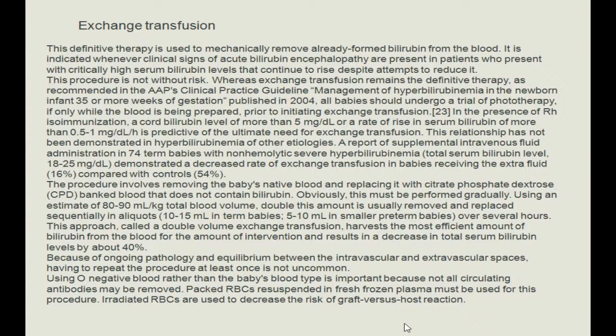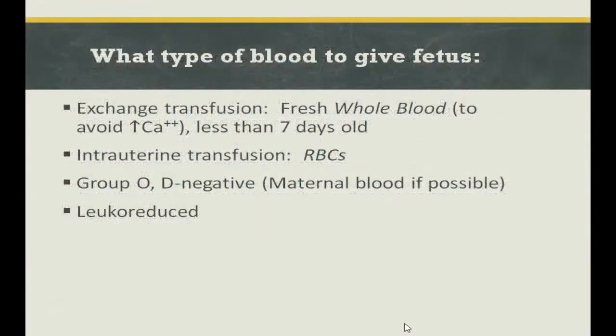A report of supplemental intravenous fluid administration in term babies with non-hemolytic severe hyperbilirubinemia demonstrated a decreased risk of exchange transfusion in babies receiving the extra fluid compared with control. So the procedure involves removal of the baby's native blood and replacing it with citrate phosphate dextrose CPD banked blood that doesn't contain bilirubin. What type of blood to give to the fetus?